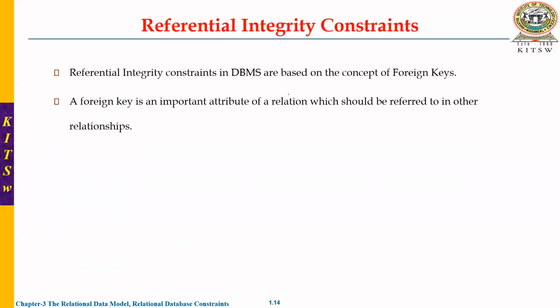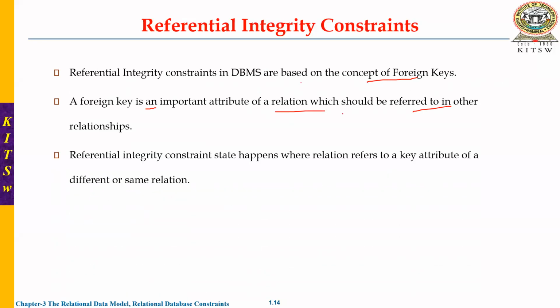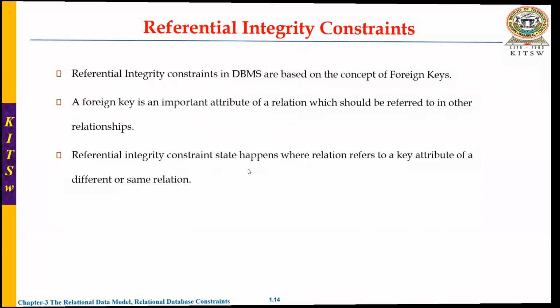Referential integrity constraints in DBMS are based on the concept of foreign keys. A foreign key is an important attribute of a relation which should be referred to in other relations. So you can give a reference from one table to another table. The referential integrity constraint states that a relation refers to a key attribute of a different or the same relation.